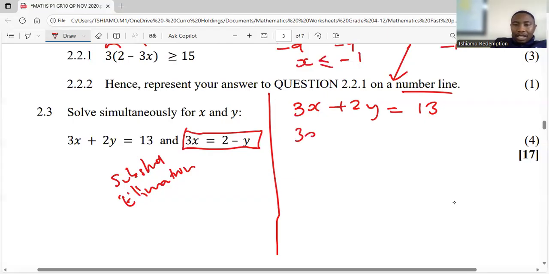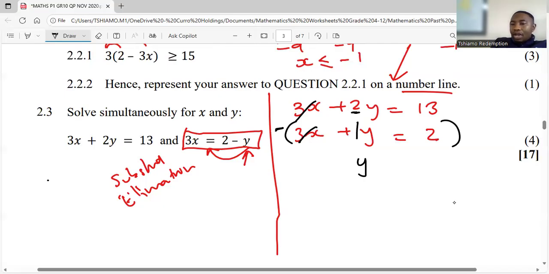So I'm going to have a 3x here. Then here I'm supposed to have a y, so I'm going to put this y on this side. It's a negative, so when it gets there it's going to be a positive. On the other side, I have a 2. Then how do we continue from there? The elimination method says subtract one equation from the other. So what is 3 minus 3? It's going to be 0. What is 2 minus 1? It's going to be 1y. And what is 13 minus 2? It's going to be 11.